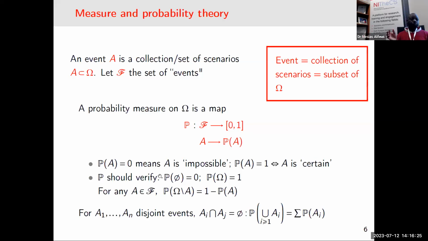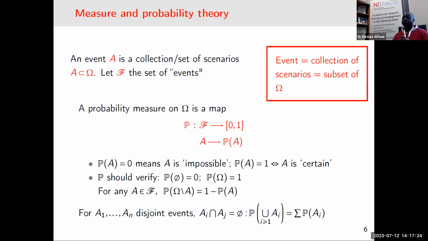If A has a probability of 0, it means it's a null set, that is, an impossible event. If A has a probability equal to 1, then we say that A is certain, or what we sometimes call almost surely. And of course, P verifies that the probability of the empty set, or null set, is equal to 0, while the probability of the whole market scenario set is equal to 1. And for any element A of this set, the probability of the complement is given as 1 minus the probability of A.